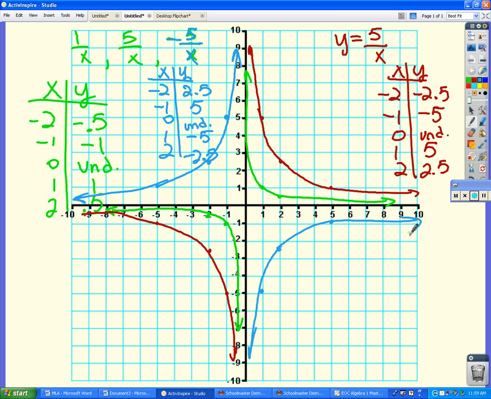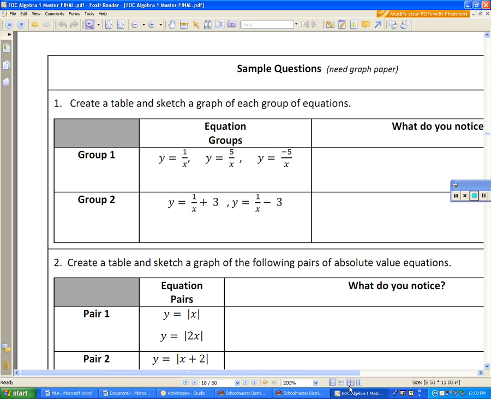Can I change the page? Yes, sir. Okay, so that's what you would write in the what do you notice thing.